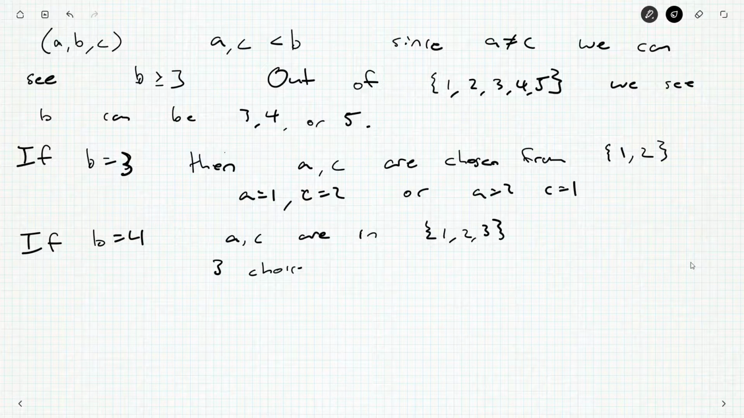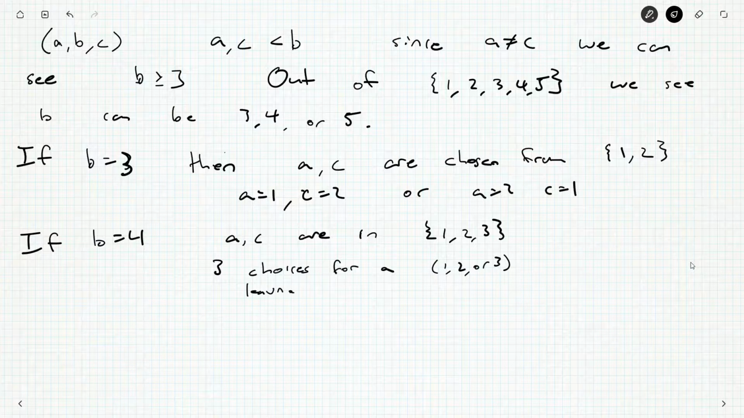We have 3 choices for A. A can be 1, 2, or 3. And then that leaves 2 choices for C, the other 2 numbers left over. Because there's no relationship between A and C, it's just they have to both be less than B. So, number of possibilities with B is 4, we have 3 choices for A times 2 choices for C, 6.